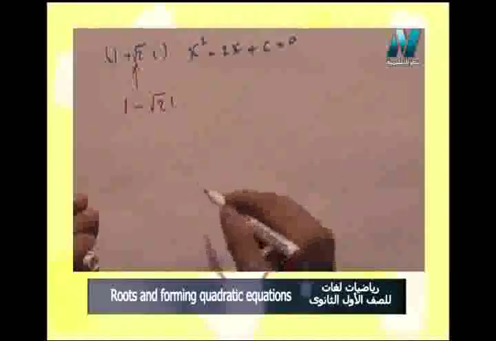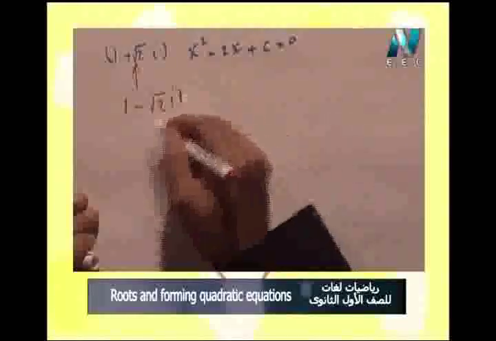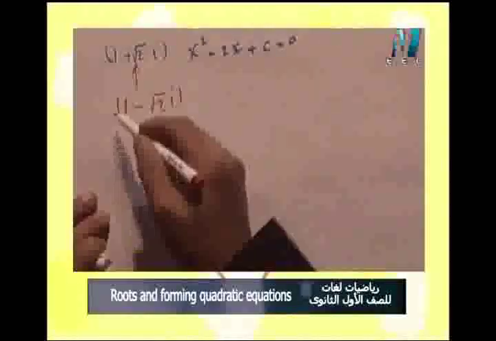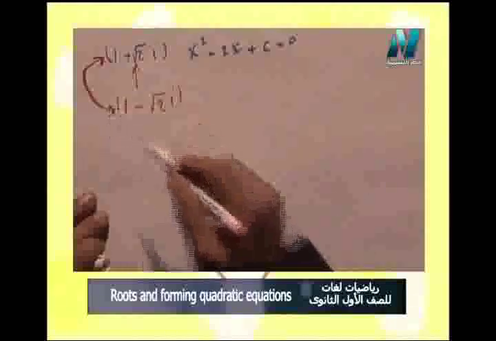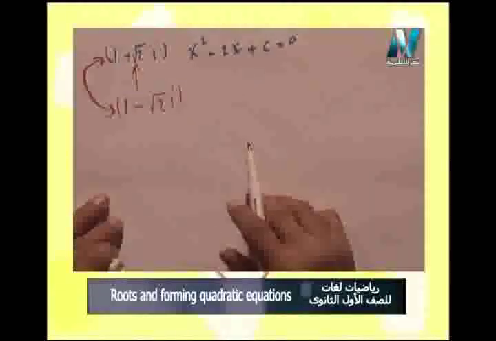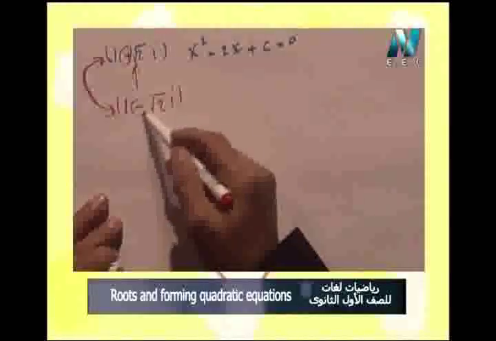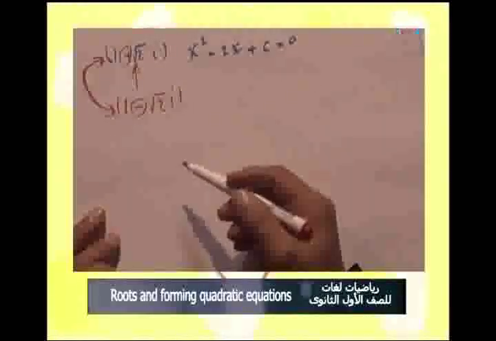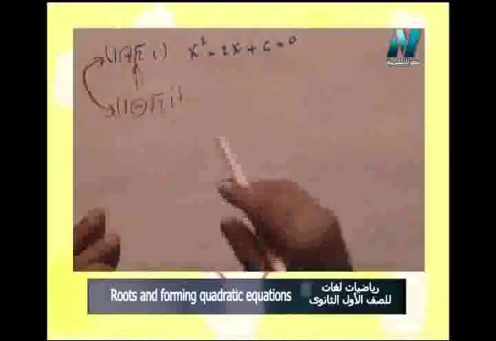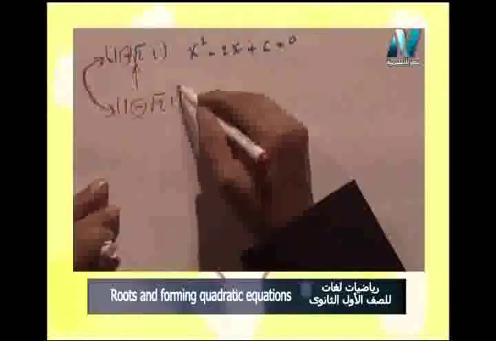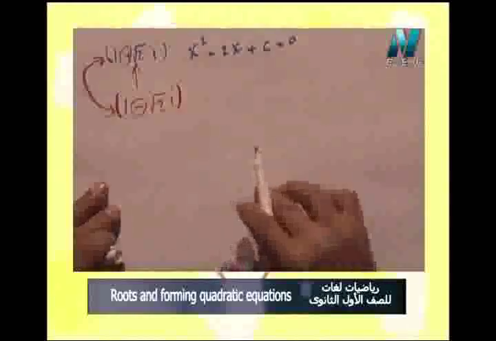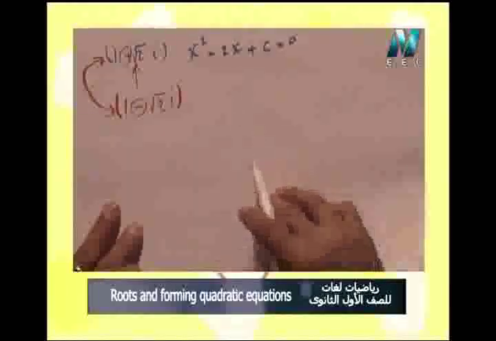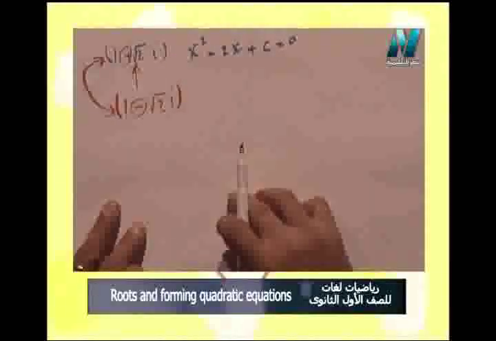It's very easy for you because they are complex. The two roots must be conjugate to each other. What is meant by that? We have plus here, we convert it to minus, and minus here we convert to plus. So the other root will be 1 minus root 2i. Now we have the two roots. Okay, what is the value of c?